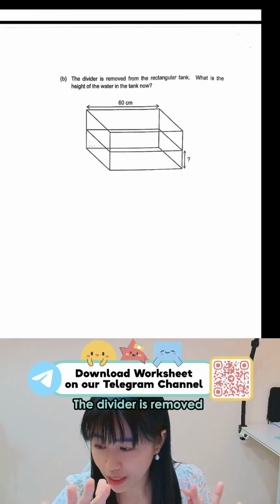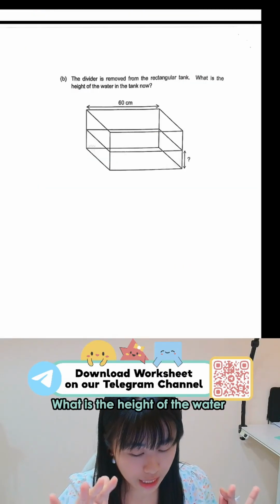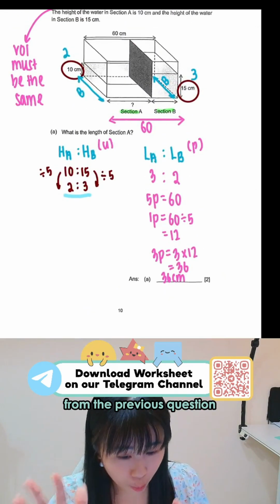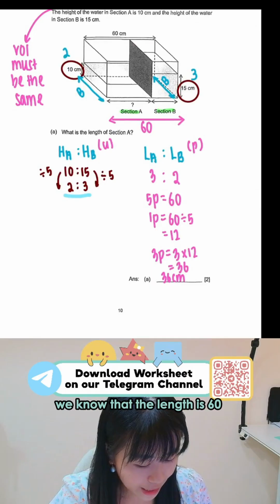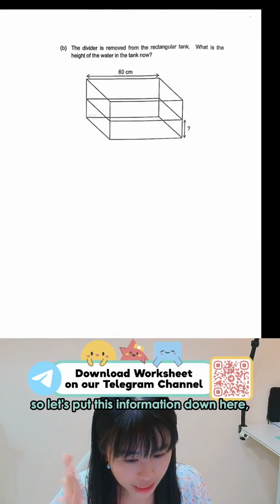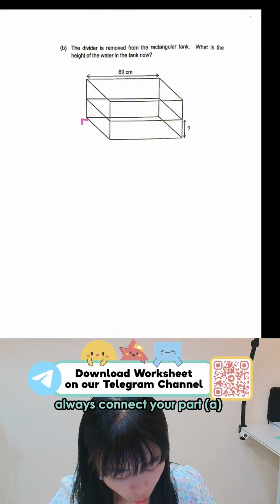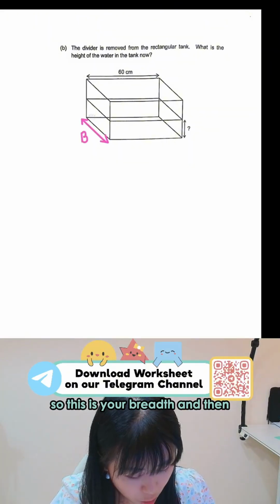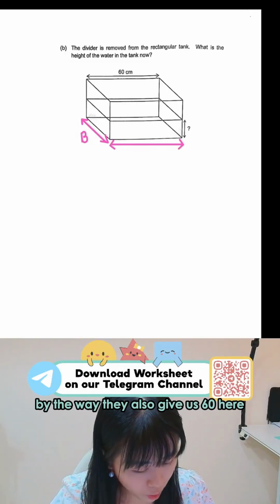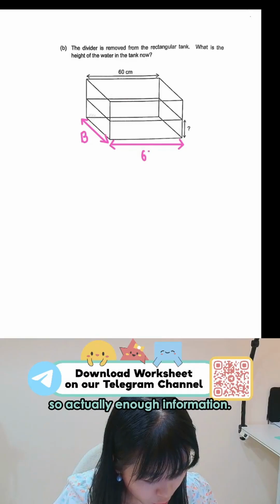Okay, the divider is removed from the rectangular tank. What is the height of the water in the tank now? If you bring in the context from the previous question, we know that the length is 60 and the breadth we still don't know, it's still a B. So let's put this information down here, okay? Always connect your part A to your part B. So this is your breadth, and then this one we know is 60. Oh, by the way, they also give us 60 here, okay? So actually enough information.